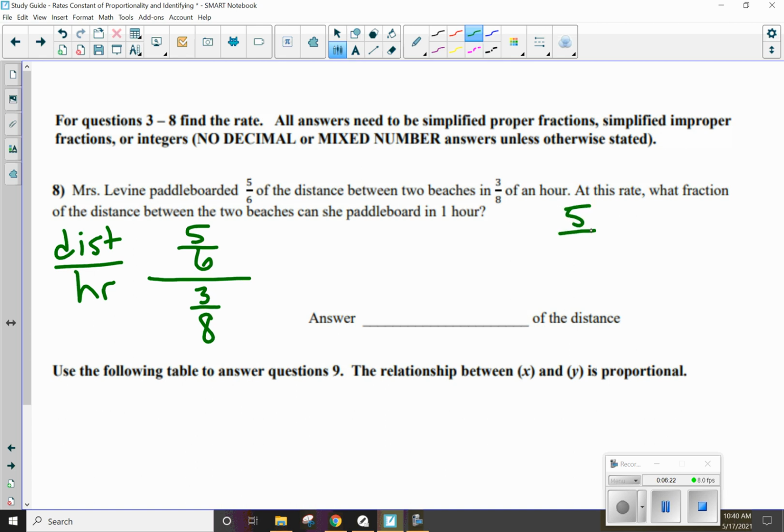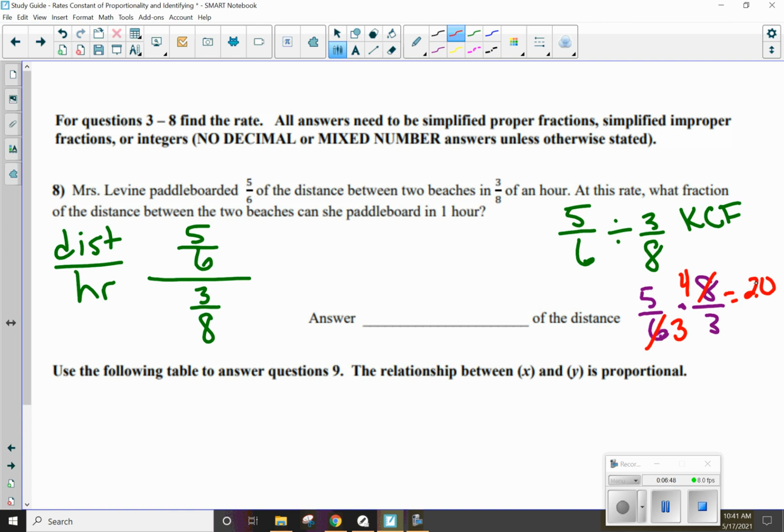I'm going to just do it over here. Again, we want to keep change flip. So that's going to leave us with 5/6 times 8/3. Looking on my diagonal here, I can see that I have even numbers. 6 and 8 are both divisible by 2. 6 divided by 2 is 3. 8 divided by 2 is 4. And that's going to leave us with 5 times 4 on top, which is 20, and 3 times 3 on the bottom, which is 9, which means our simplified answer is 20/9.